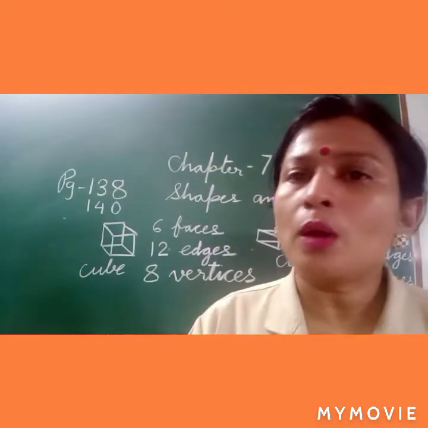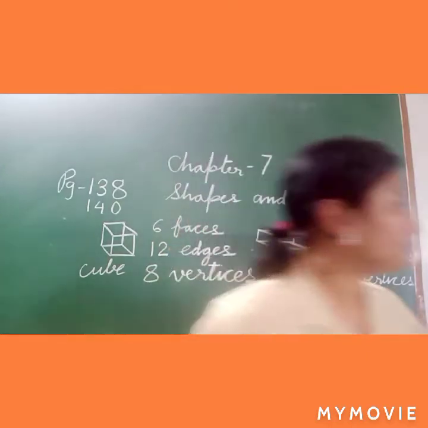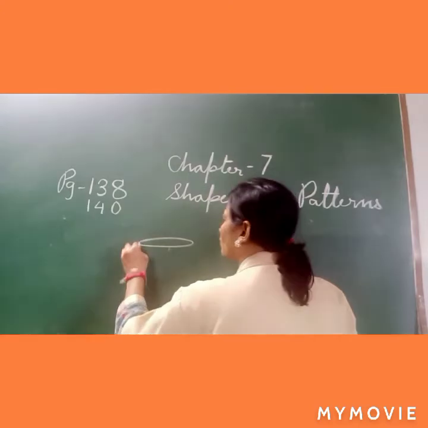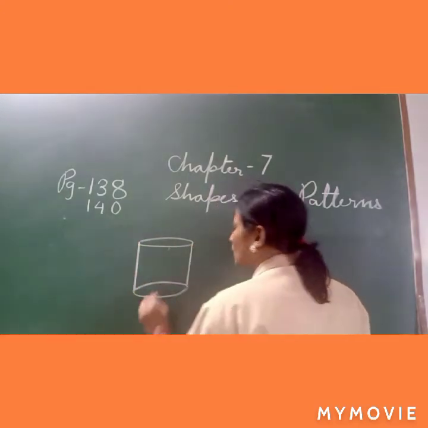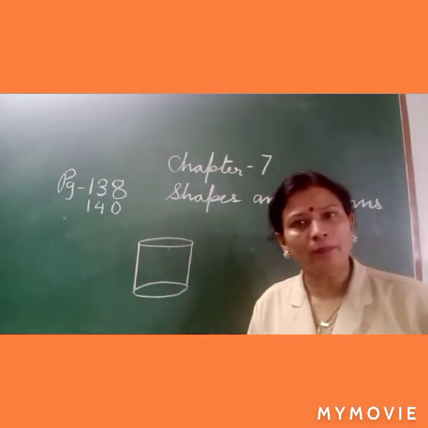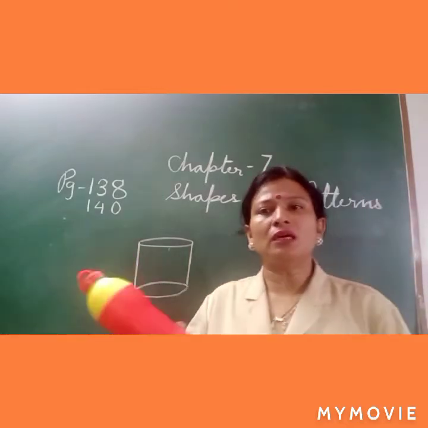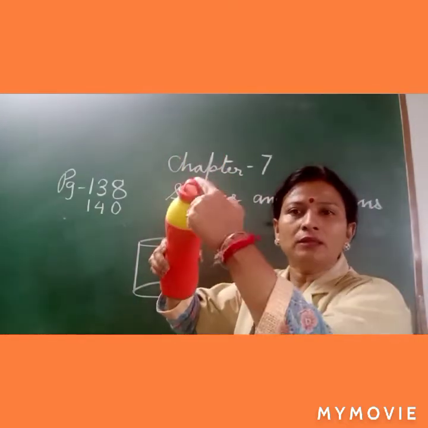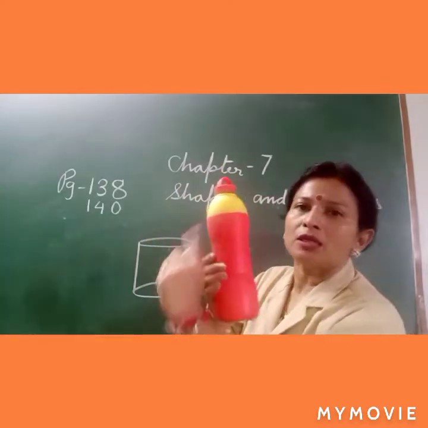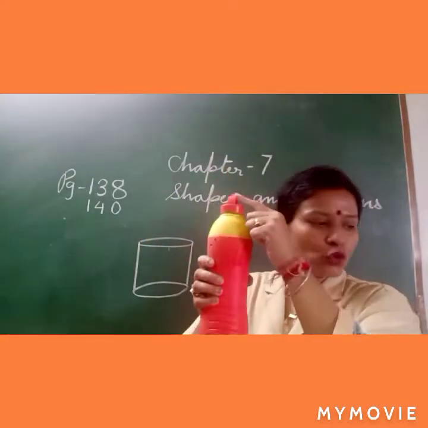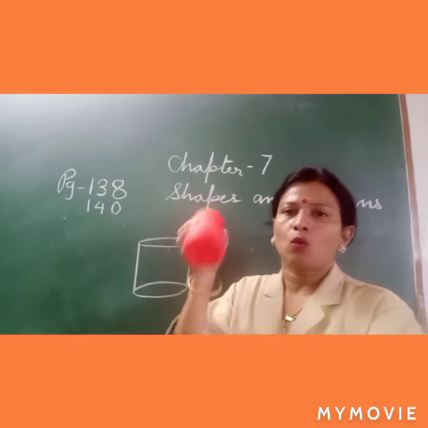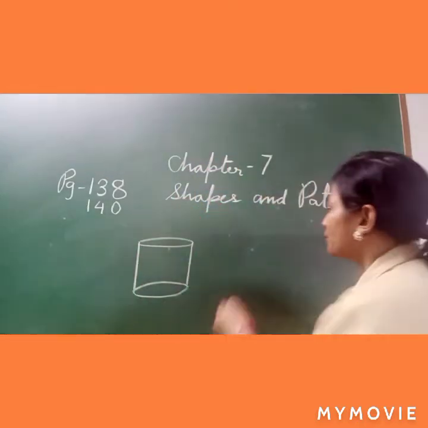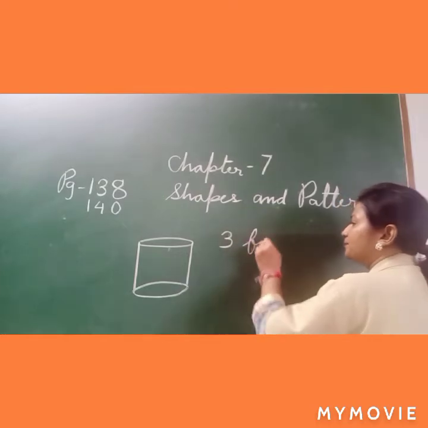Now come to another shape, which is the cylinder. Imagine a drum. Now I am taking here one bottle. Let's count the faces. 1, 2 and this whole is one face. So three total number of faces. 1, 2 and 3. 3 faces are there.